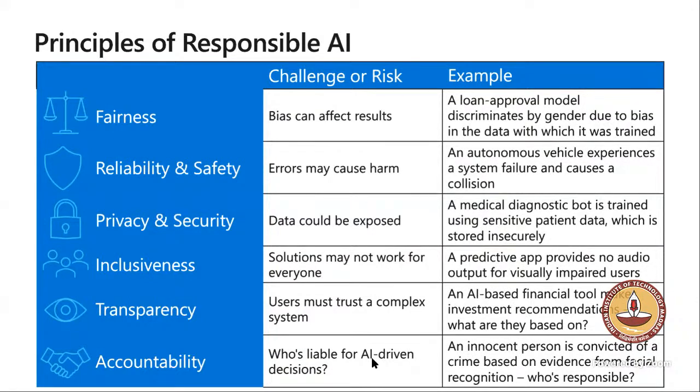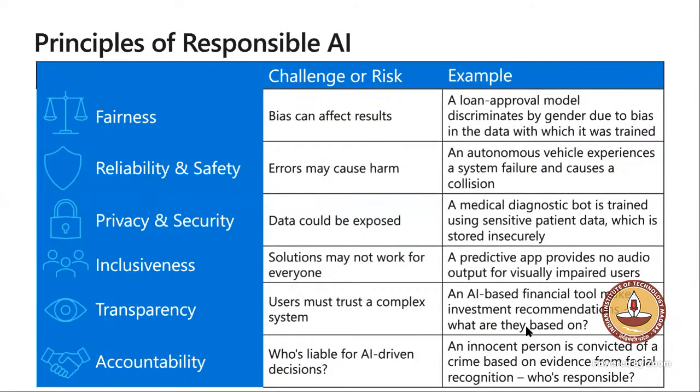Accountability. So if you use this AI and some problem happens, somebody gets harmed, then who is accountable for that? As a possibility, the company should be accountable, right? As an example given, an innocent person is convicted of a crime based on evidence from facial recognition. Is he responsible? Do you think he should be punished? No, right? So our model should also take accountability for what is predicted by the machine.